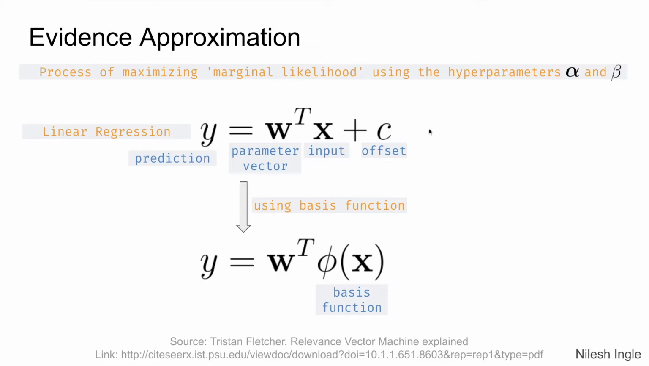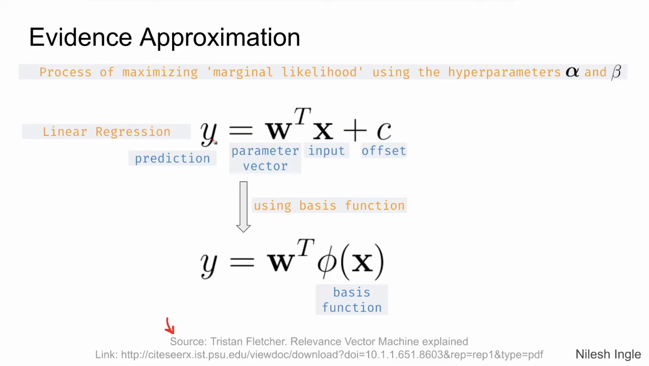Next, now we are switching gears to look at evidence approximation, and the paper that I'm referencing here is this paper by Tristan Fletcher, Relevance Vector Machines Explained. In this video, we'll go over just the outline. If you need detailed explanation, I'll suggest reading through the paper to get more insight.